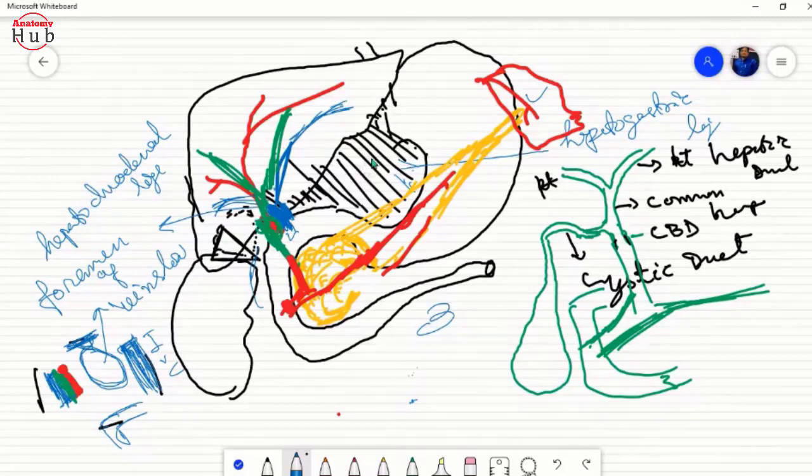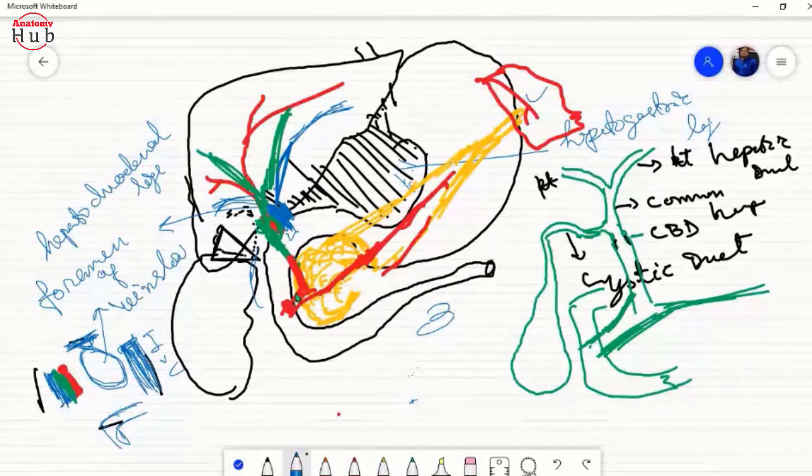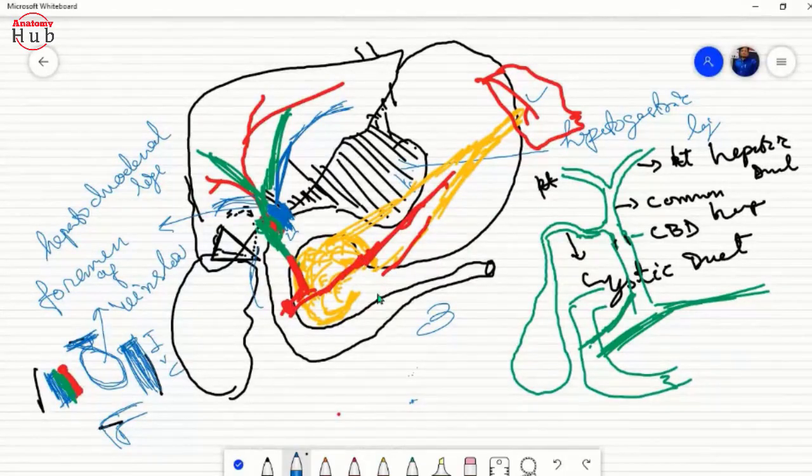Just behind this lesser omentum we'll find the lesser sac, and anterior to this lesser omentum we'll find the greater sac, and in the greater sac we'll find the small intestine. That small intestine, maybe due to abdominal pressure, maybe due to weakness of the anterior abdominal wall, may enter from the greater sac to the lesser sac only through this foramen. There is no other way to enter the lesser sac, right?